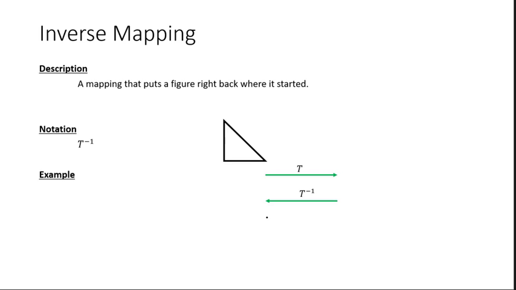So if you compose the translation with its inverse, okay, it takes you back to where you started. So if we call this shape P, we compose a translation with its inverse. We do the translation first, and then we do the inverse second. All right, that would translate or move back to where it started. So it would map P back to itself.